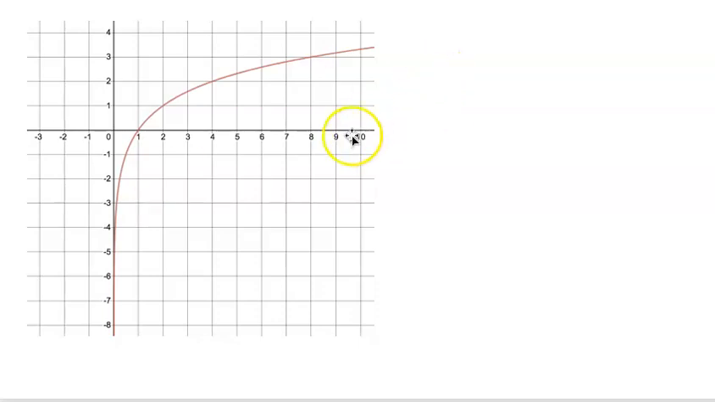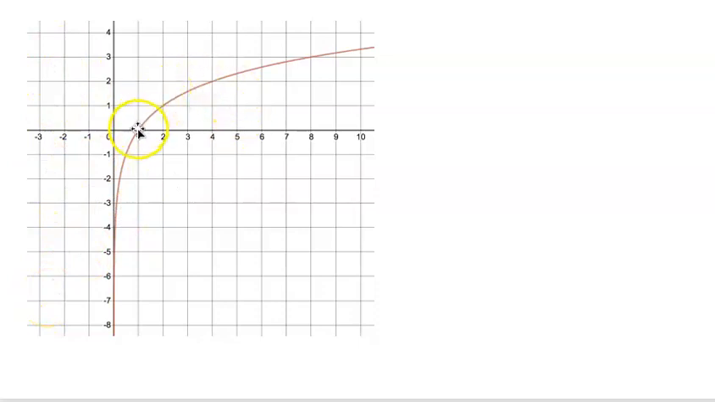X value of 10 is on the graph. X value of 9 is on the graph. 8's on the graph, etc. X value of 2 is on the graph. X value of 1 is on the graph. X value of a half is on the graph. A quarter is on the graph. A third is on the graph. Negative 1 is not on the graph. Negative 2 is not on the graph.